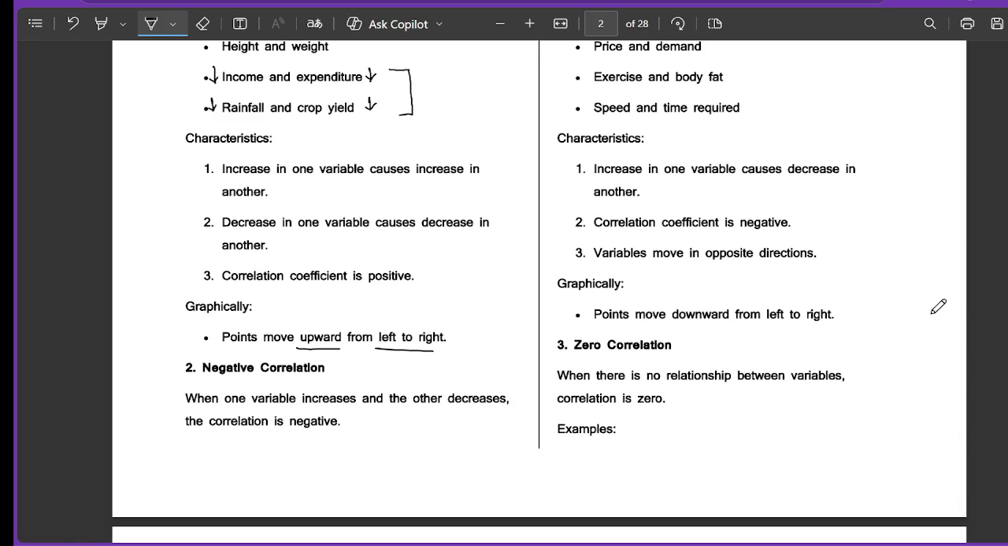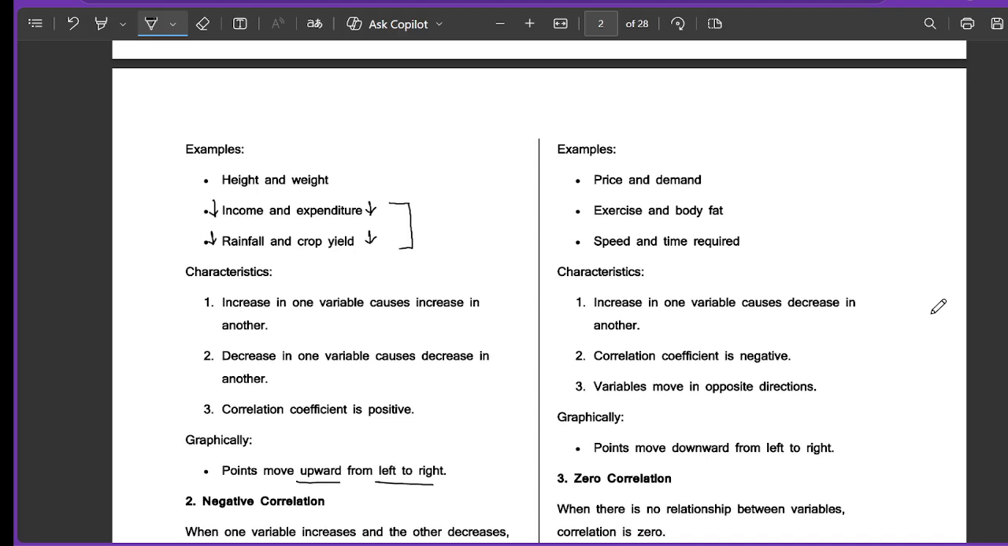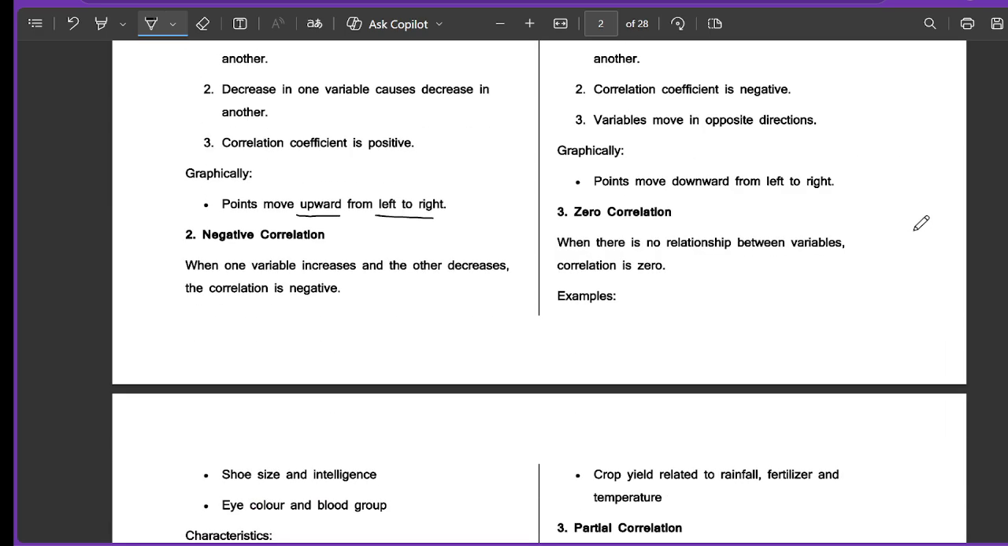The next one is the negative correlation. Negative correlation means that if one is increasing, the other has to decrease, or if one of the variables is decreasing with time, the other has to increase. That is, the inverse relationship is denoted by the negative correlation. The example is price and demand. If the price of an object is increasing, the demand for that object will decrease with time. So this is the negative correlation, and the points will move downward from left to right.